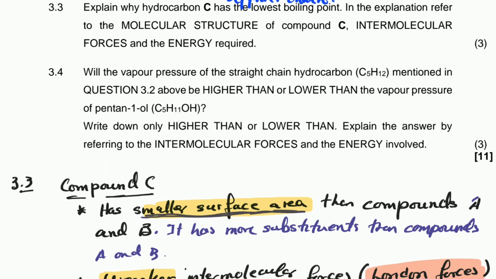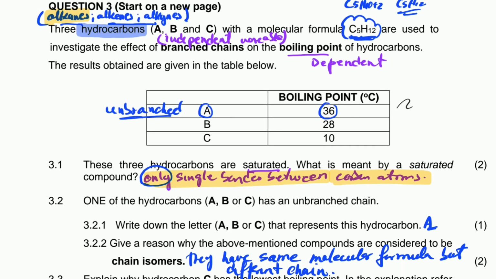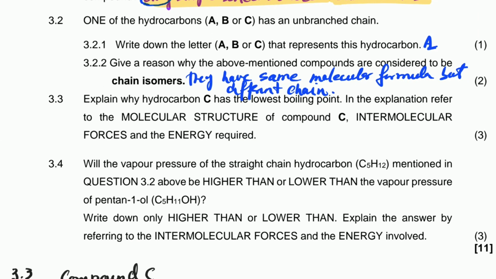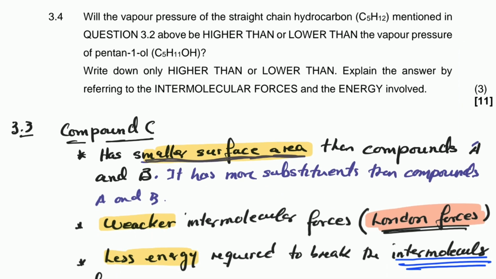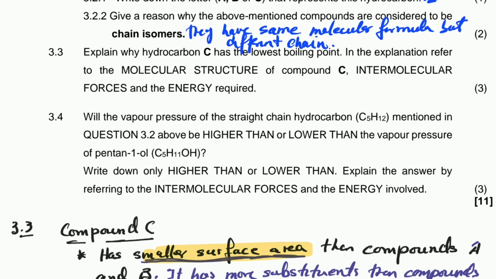That is question 3.3. It's quite simple, guys. Will the vapor pressure of the straight chain hydrocarbon, which means they're talking about the vapor pressure of compound A, the straight hydrocarbon mentioned in question 3.2 above, be higher or lower than the vapor pressure of pentan-1-ol? Now we are comparing an alkane with an alcohol. Alcohol will always have stronger intermolecular forces.